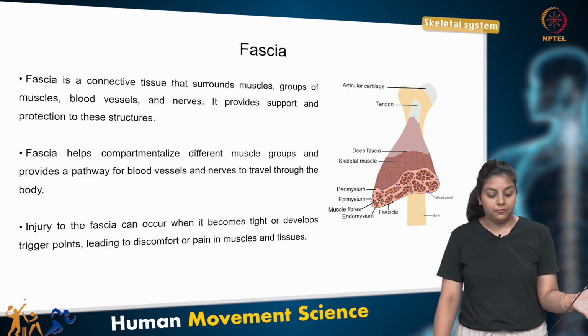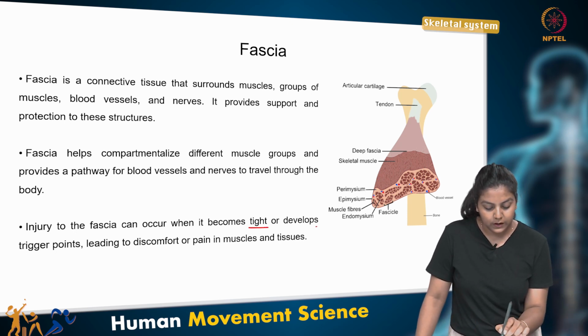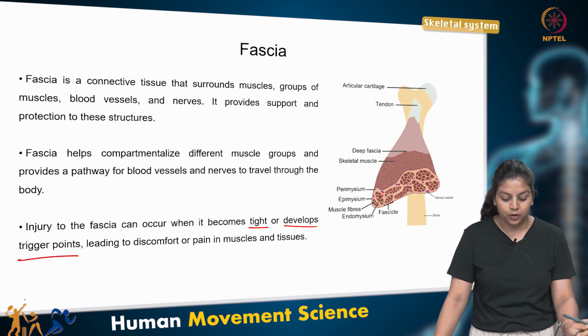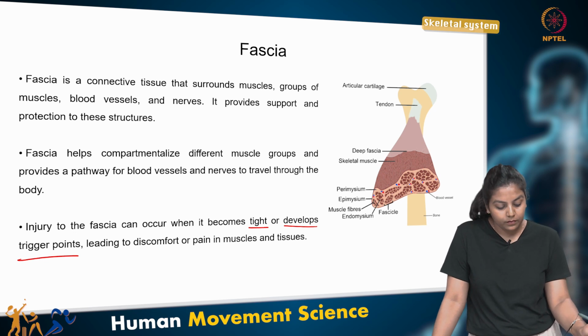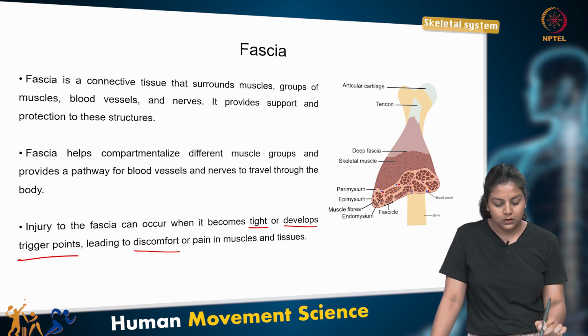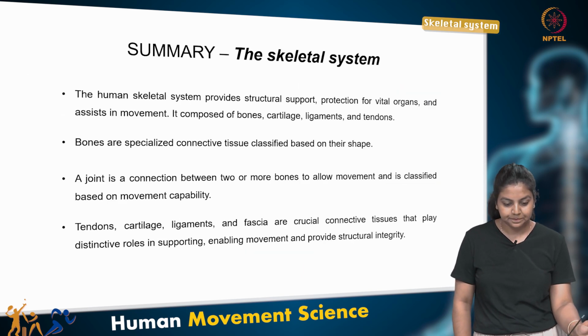Injuries to the fascia can occur when it becomes extremely tight, and it also develops trigger points. As you must have experienced going to your physio, tight trigger points or tight fascia can lead to discomfort or pain in the muscles and the tissue. So that's a minor injury to the fascia.